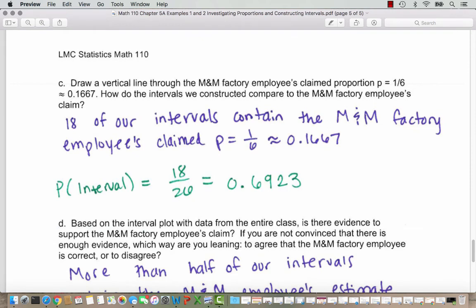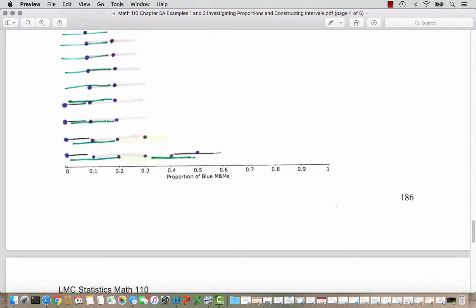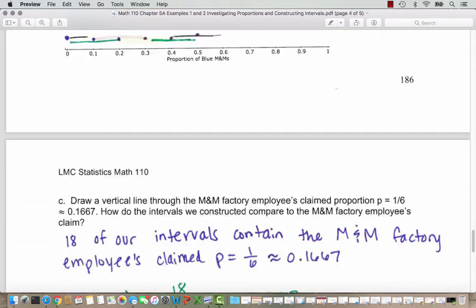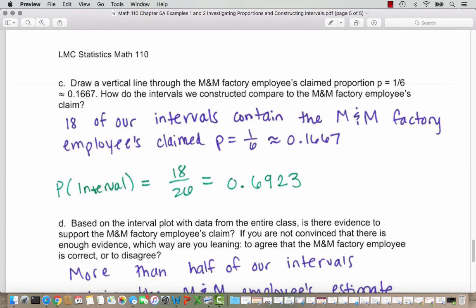So now we want to draw a vertical line through our intervals where that claimed population proportion 1 out of 6 would be. So imagine drawing that through. It would go right through the intervals between 0.1 and 0.2, and then we could count up how many intervals that passes through. So I counted that 18 of our intervals contain the M&M factory employees' claimed P equals 1 out of 6, or 0.1667. So we'd say the probability that we have the value in our interval would be 18 out of 26, or 0.6923.